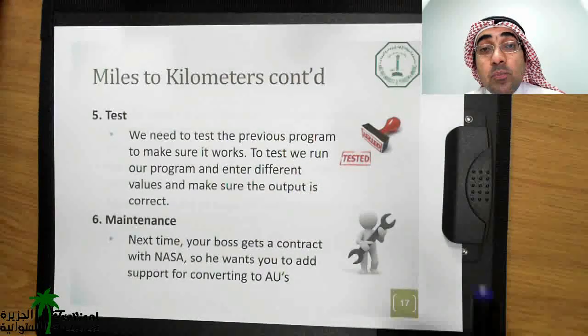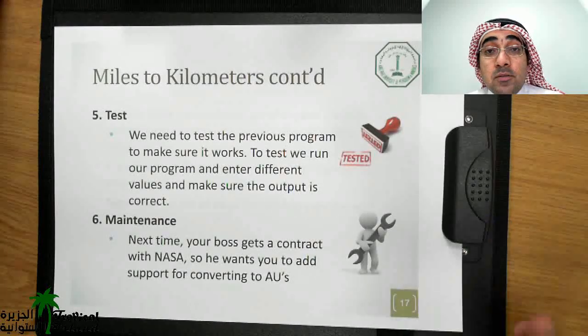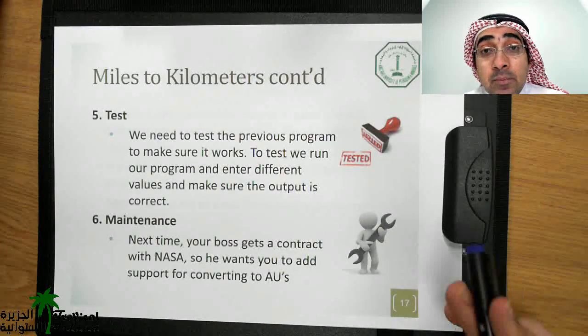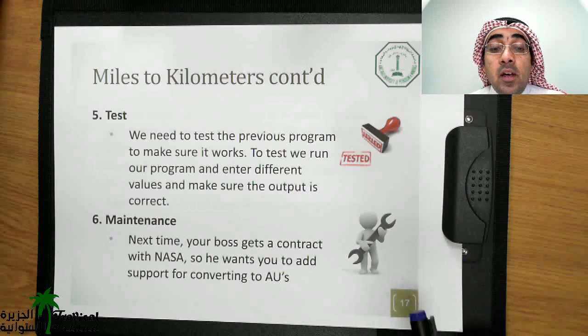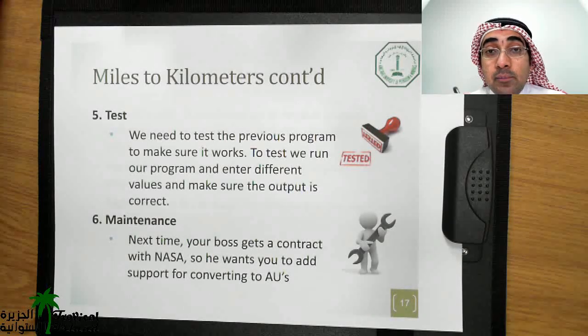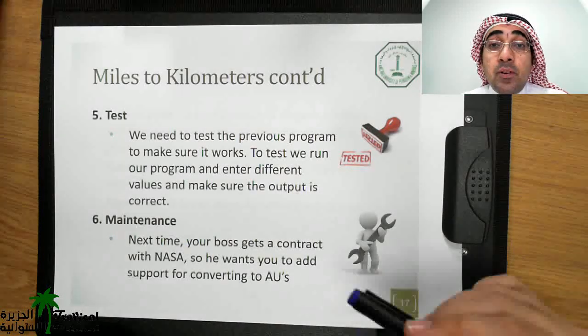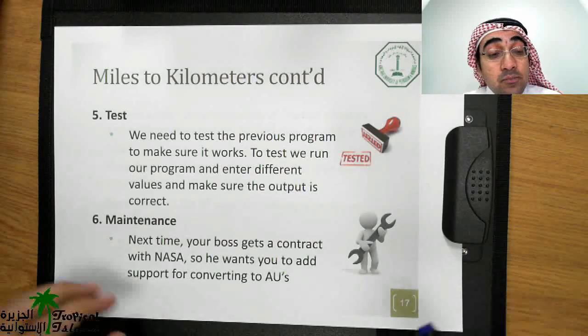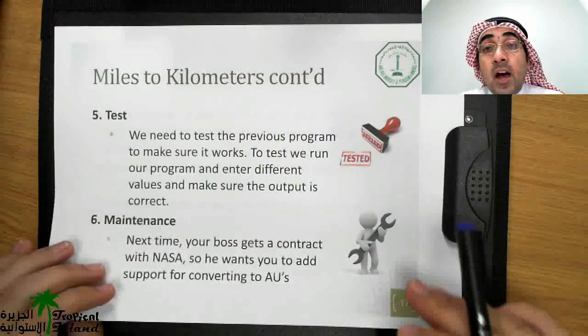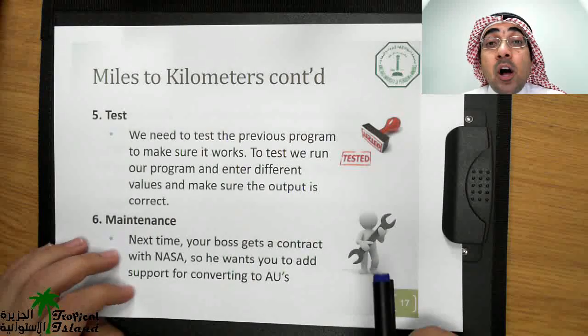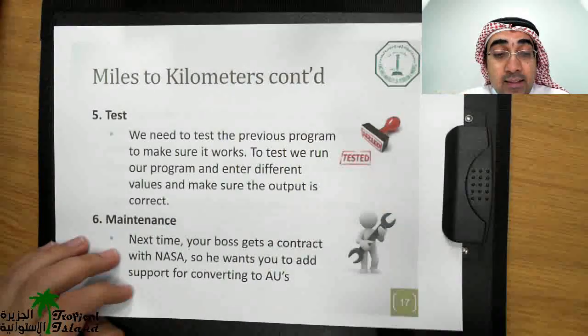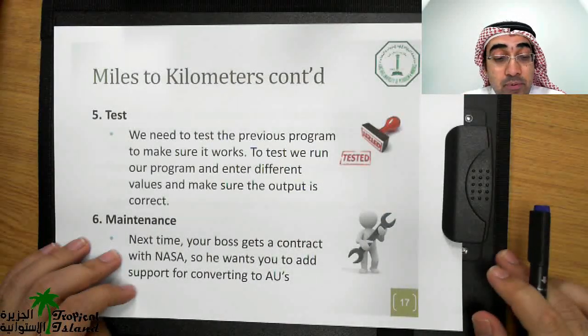So we need to give it numbers that we know the output of. In our case, we gave it 10 because it's easy for us to calculate. We calculate that by hand, and then we give it to the computer, and the computer runs the program and makes sure that its output matches the output that you have by hand, and that is going to make it a tested program.